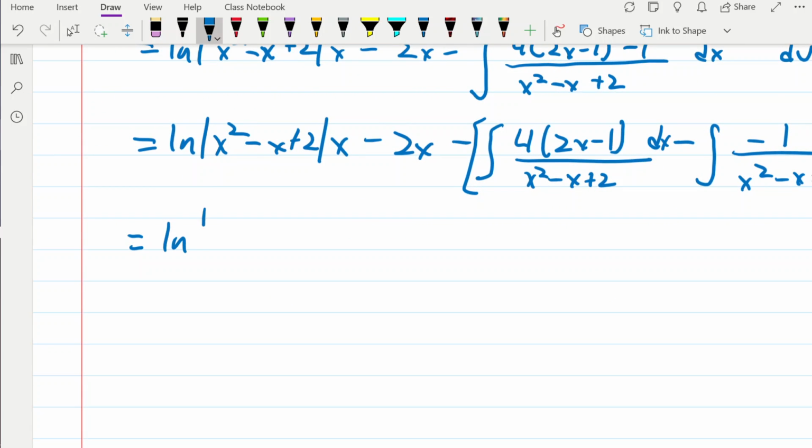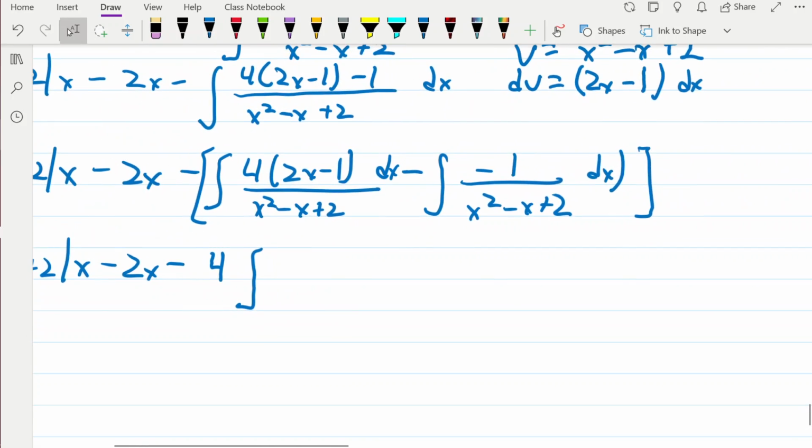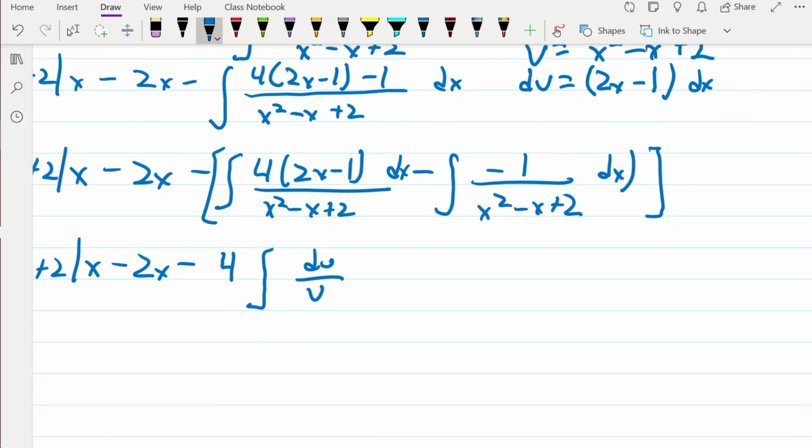So that means we get ln x squared minus x plus 2 times x minus 2x minus, we will distribute that along with doing our u sub. So minus 4 times the integral of du over u, and then we have to distribute this over here, so then it'll be plus, and then this minus also comes out, so because we have 3 minuses, it will stay a minus the integral of 1 over x squared minus x plus 2 dx.